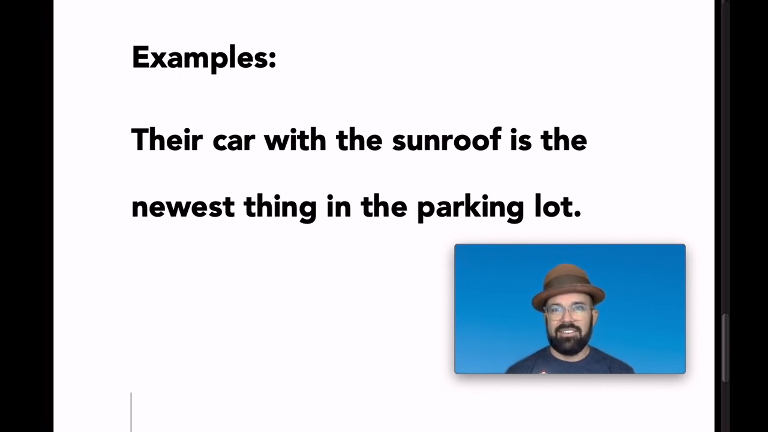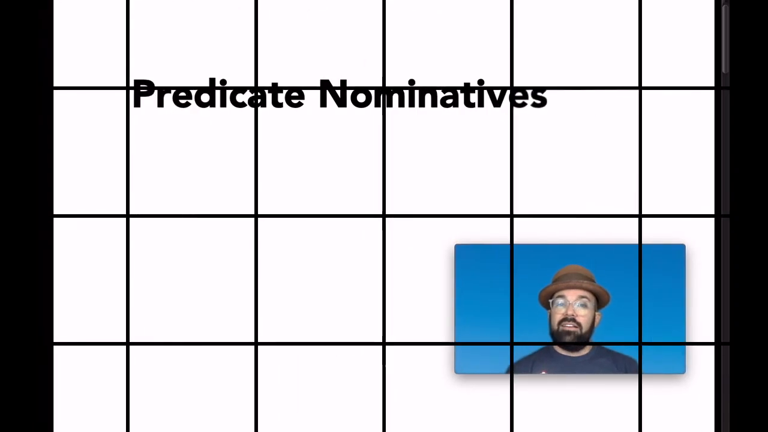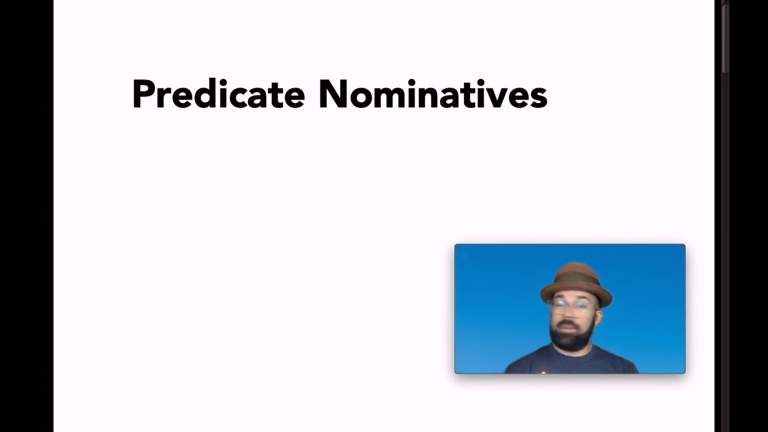Well, I'm going to put up the answers. Now, their car with the sunroof is the newest thing in the parking lot. There are two prepositional phrases, with the sunroof and in the parking lot. Car is the simple subject, is the linking verb, a present tense form of to be, and thing is the predicate nominative. Did you get them all right? I bet you did, because you're an excellent listener. And that's how we do predicate nominatives.